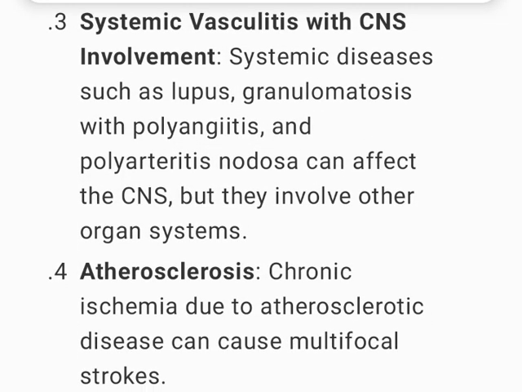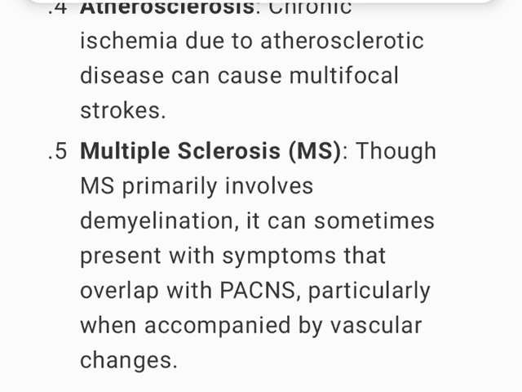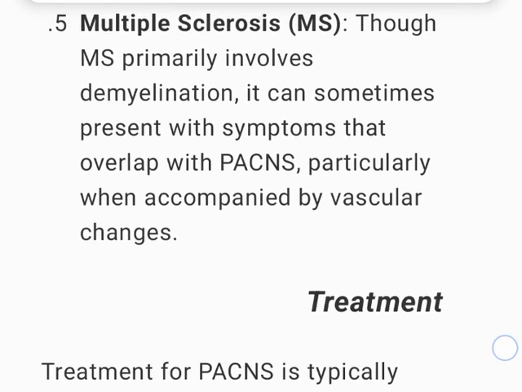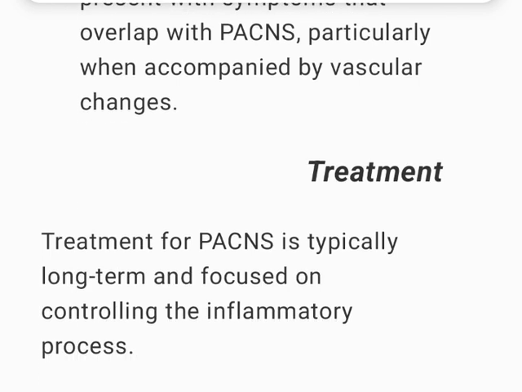3. Systemic vasculitis with CNS involvement. Systemic diseases such as lupus, granulomatosis with polyangiitis, and polyarteritis nodosa can affect the CNS, but they involve other organ systems. 4. Atherosclerosis. Chronic ischemia due to atherosclerotic disease can cause multifocal strokes. 5. Multiple sclerosis, MS. Though MS primarily involves demyelination, it can sometimes present with symptoms that overlap with PACNS, particularly when accompanied by vascular changes.